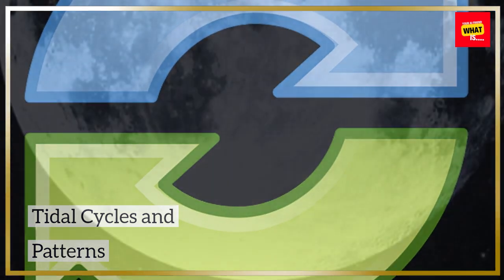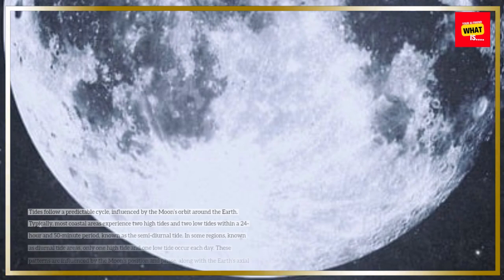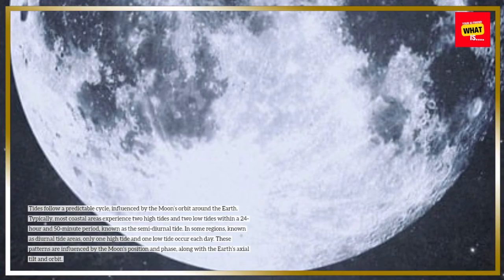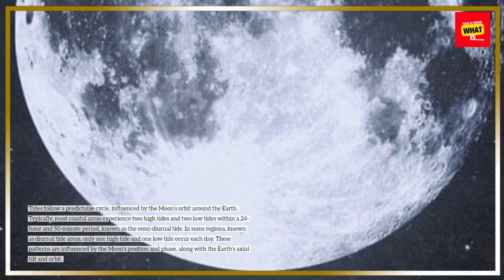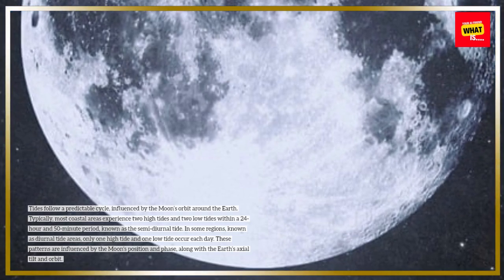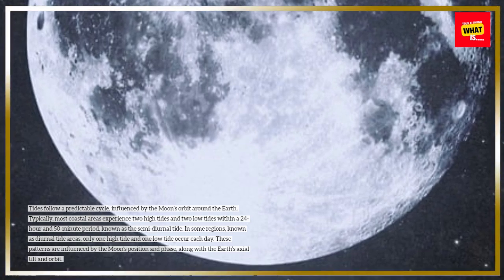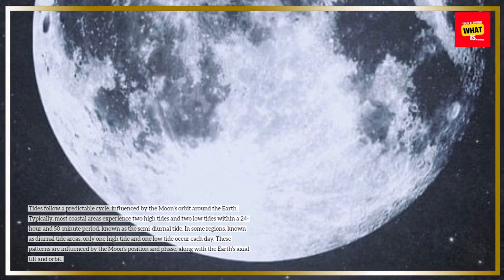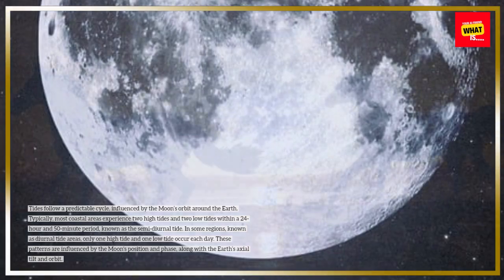Tidal cycles and patterns. Tides follow a predictable cycle, influenced by the Moon's orbit around the Earth. Typically, most coastal areas experience 2 high tides and 2 low tides within a 24-hour and 50-minute period, known as the semi-diurnal tide. In some regions, known as diurnal tide areas, only 1 high tide and 1 low tide occur each day. These patterns are influenced by the Moon's position and phase, along with the Earth's axial tilt and orbit.